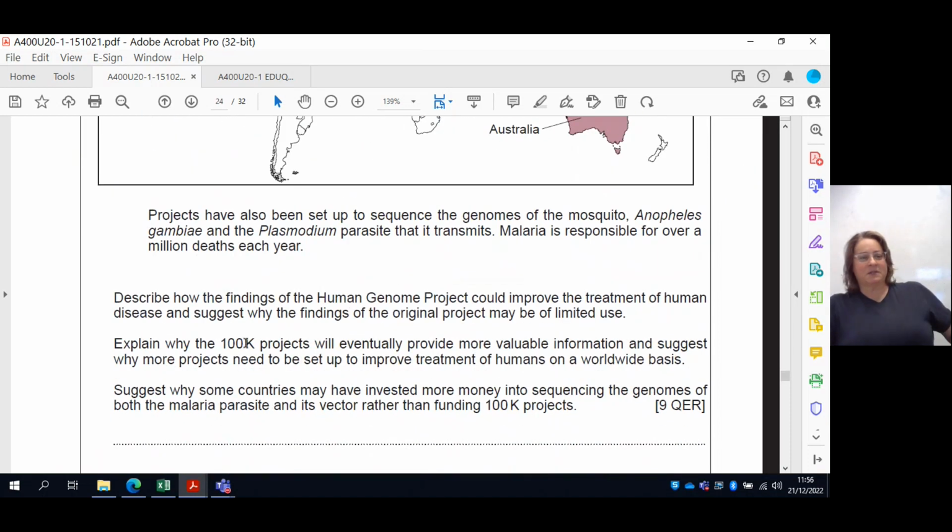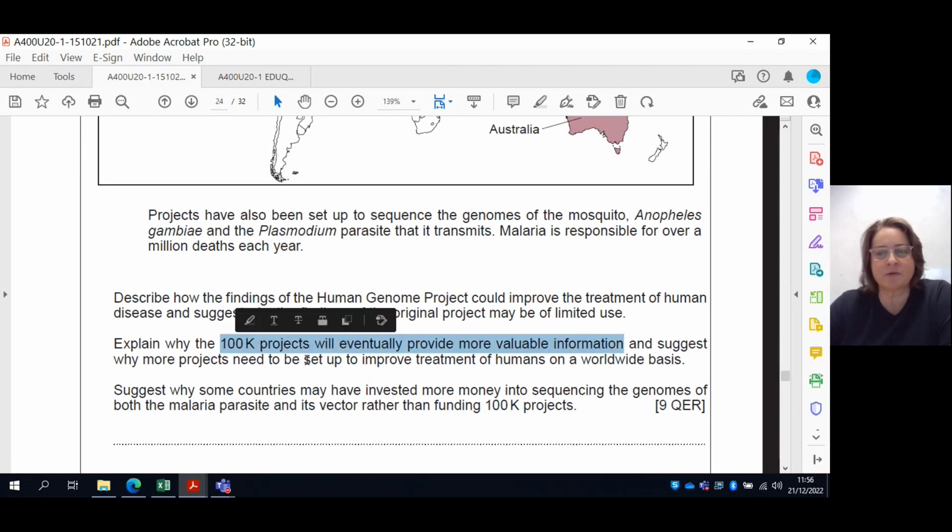From the second part, explain why the 100K projects will eventually provide more valuable information. So this is literally pros and cons again. Like with the first one, what is great about it and what should be done next, because it's not quite there yet.